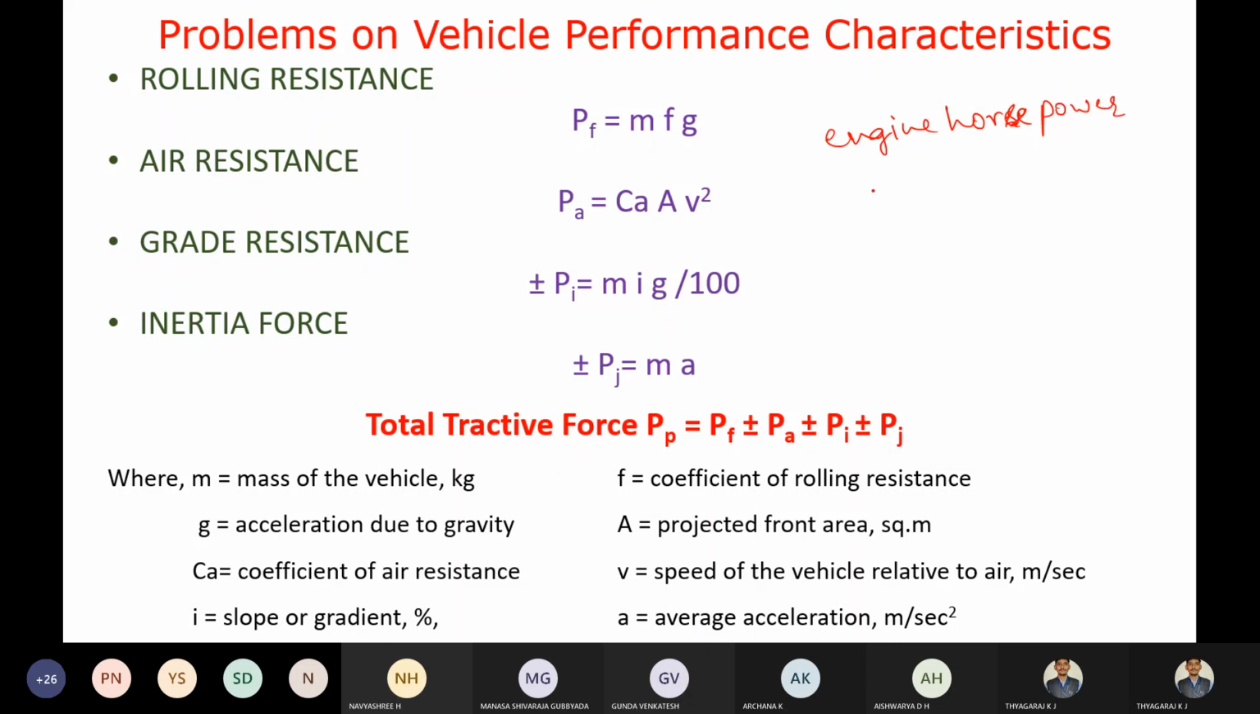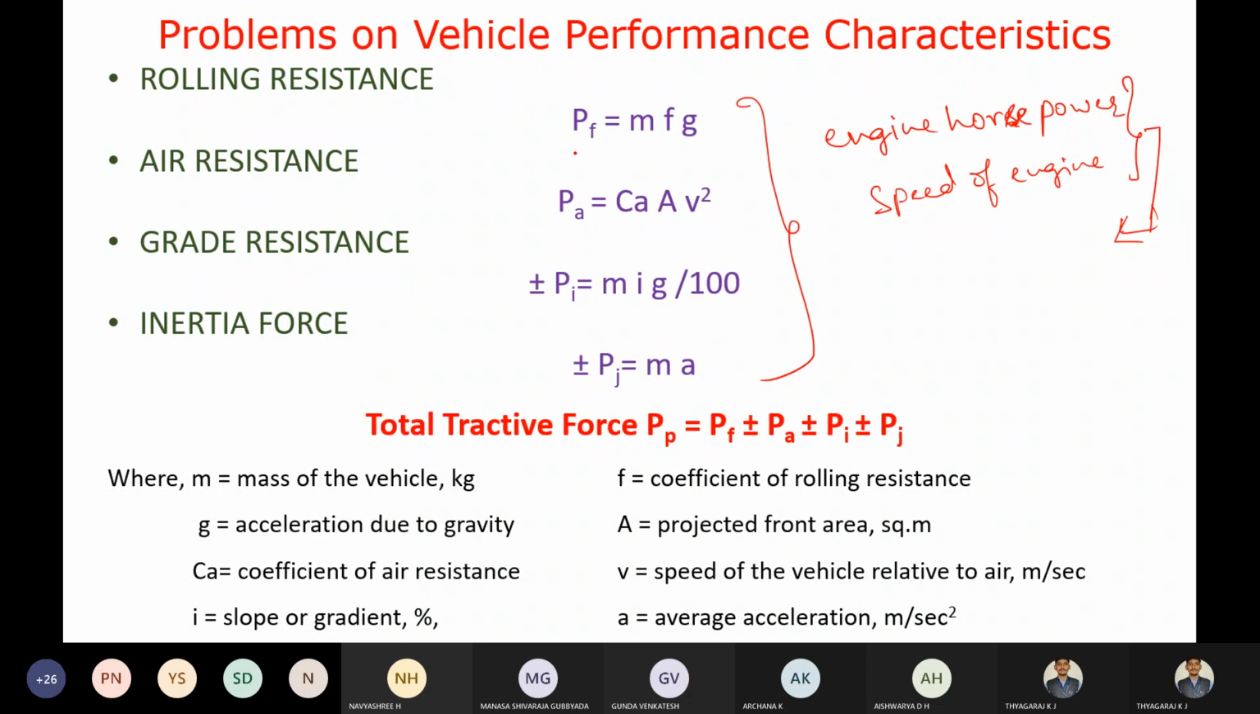They are asking horsepower and speed of engine. In all the problems, determining the engine horsepower and speed of engine are the two common questions they are going to ask. Today we are going to solve problems to determine the engine horsepower and speed of the vehicle using these values.